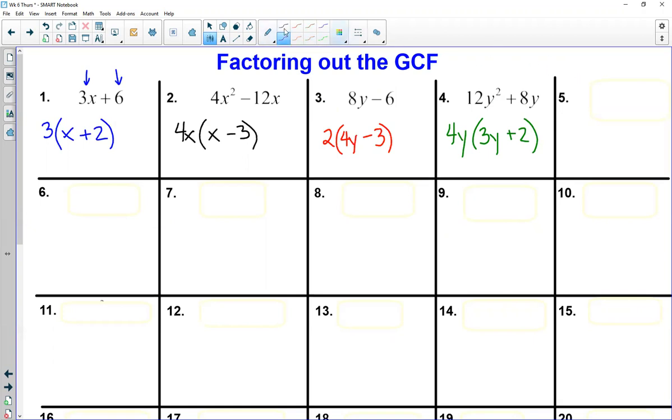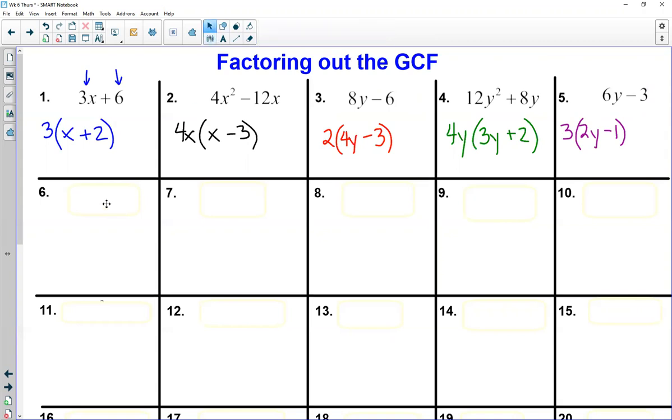And our last one here, number 5, we have 6y minus 3. I'm going to be able to take out a 3 of both of these. So then multiplying 3 times 2y will give me 6y. 3 times negative 1 will give me negative 3.